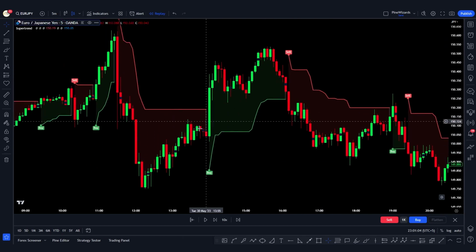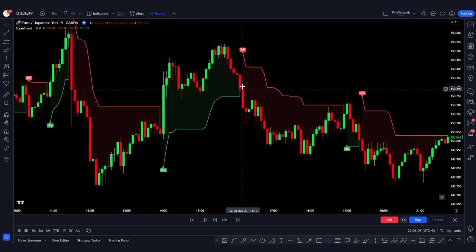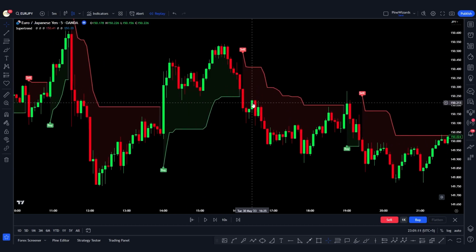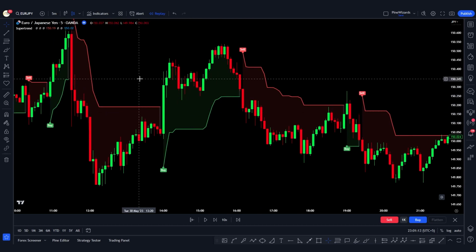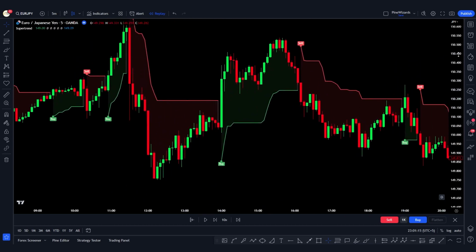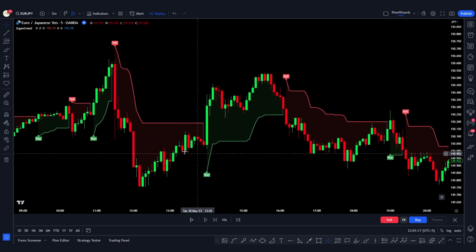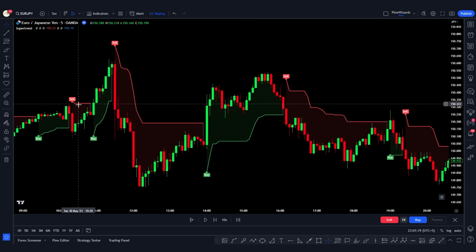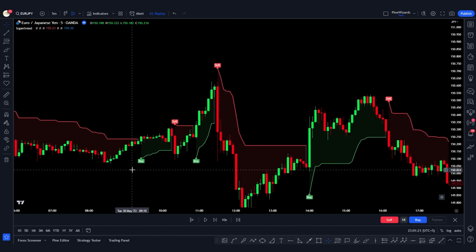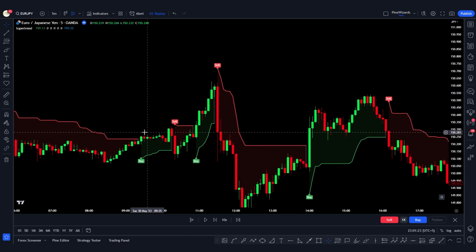For example, here you can see the buyers are in momentum, so the indicator is giving us this buy signal, and here the sellers are in momentum, so the indicator is giving us this sell signal. But I would never recommend you to trade on the basis of this indicator alone, because it does give us a lot of false signals, as you can see here and here as well. So we're gonna filter out these false signals by using some confluences.